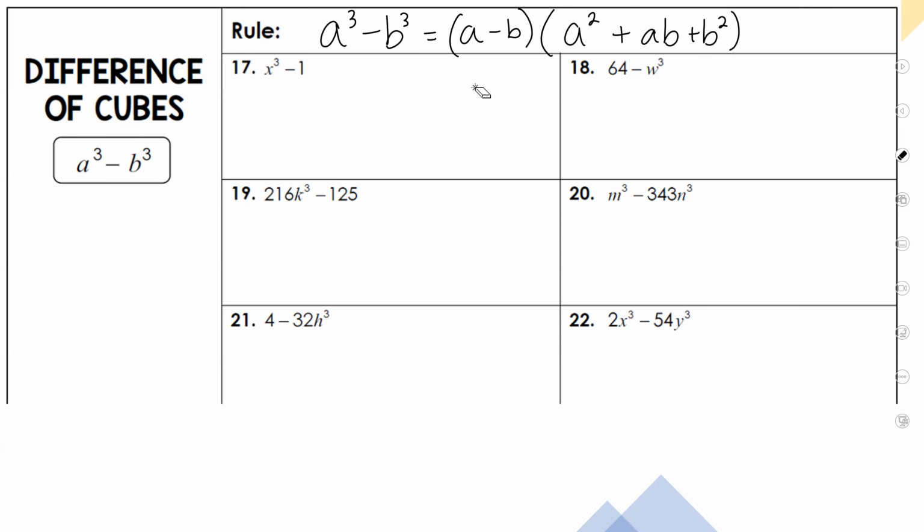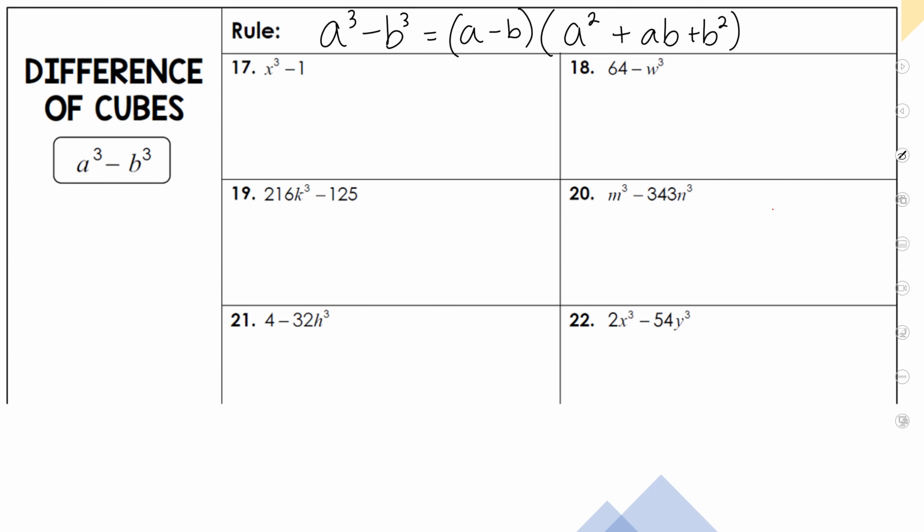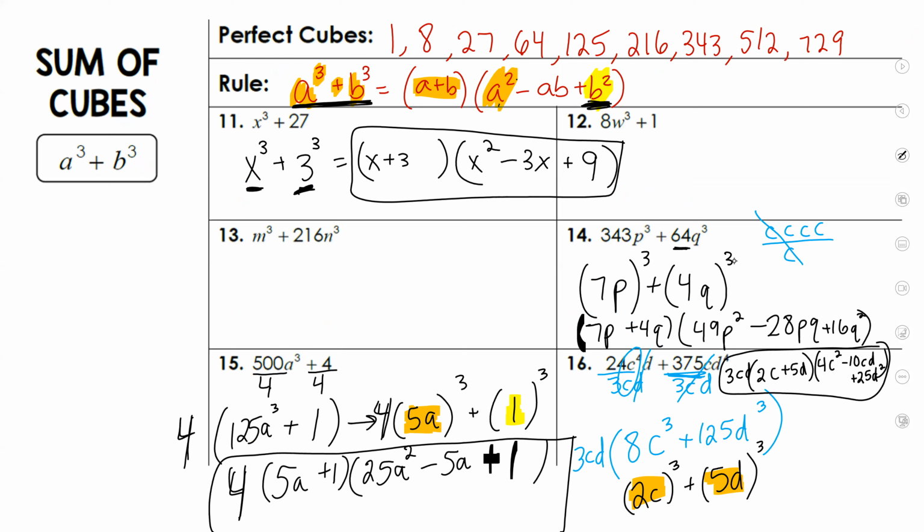All right, and it's the same process. I'll do one example with you. I'll do number 21. You guys can do the rest of these. Okay, so were these numbers on my list for perfect cubes? Yeah. Really? 4 is on the list? Let me look at the list. These were the list of numbers. 4 and 32 are not on this list. I'm looking up here. Not on the list. So we need to divide.